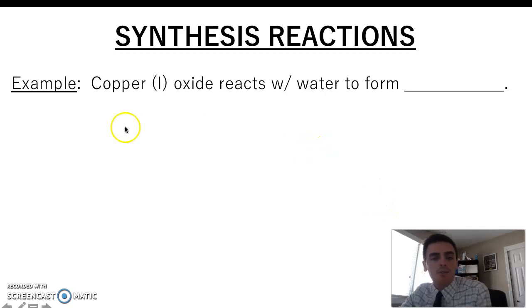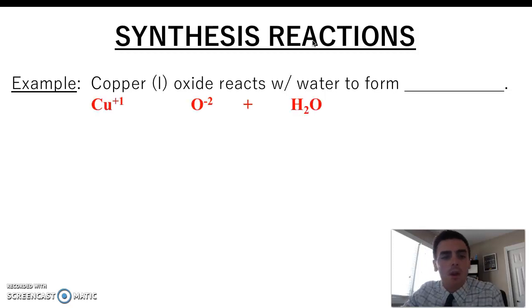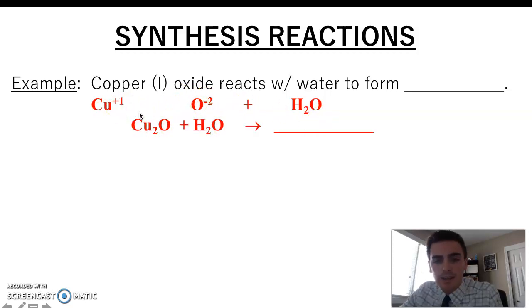Another great example with this would be copper 1 oxide reacts with water to form what? So again, that's our word equation, and we know it's going to be synthesis. We'll talk about that as we go here, but we know the Roman numeral is the charge, so copper oxide is a compound. We already know what water is, so we have to do some crisscrossing here, but how I'd set this up would be Cu2O, because I have to crisscross to get my stable compound, plus water makes something here.